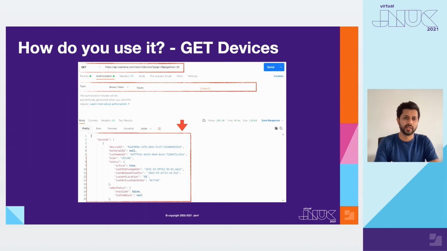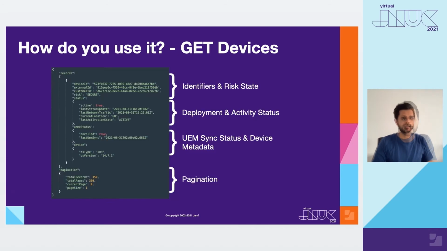For example, when calling the getDevices endpoint, you will set the authorization type to bearer token, with the value being the token you received from the previous login endpoint. A successful call here will result in a 200 status code, and you can see that you're able to see your requested data. Now let's take a look at what the response shows.